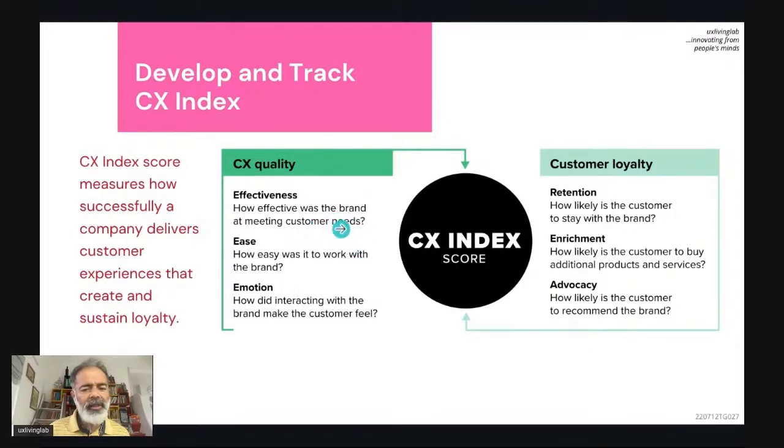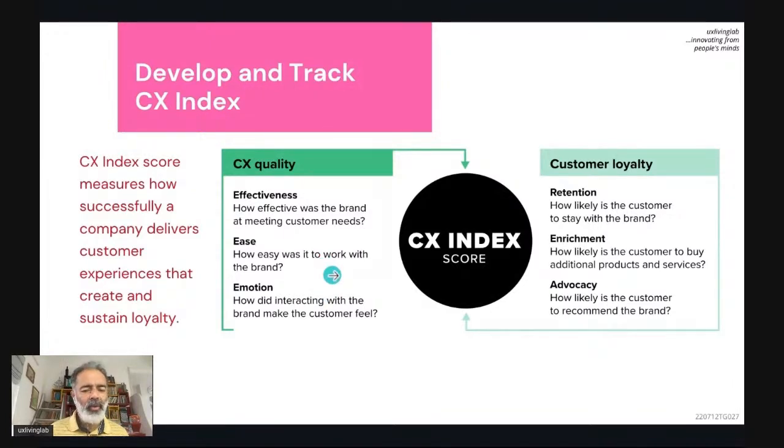Then ease. How easy was it to work with the brand? Think about a customer. How easily can he work with the brand? It should be very easy to understand. The customer is not going to take a PhD on your product. So your product or service has to be easy to understand for a customer. Very easy. He's not going to research your product. They have no time for that. So it should be very easy. How easy was it to work with the brand? Otherwise, there are very complex designs and very complex operating levels, and you can't understand what it is.